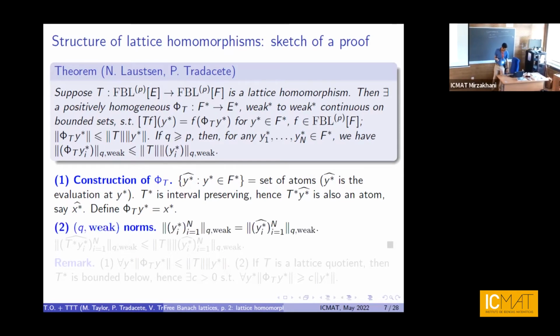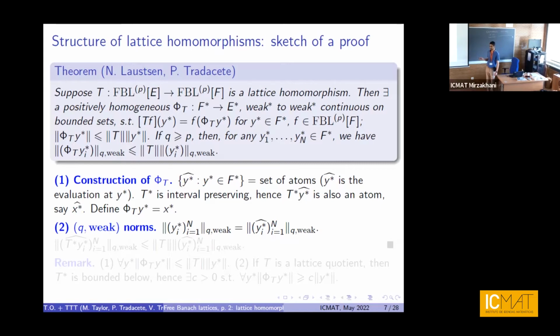Now next, what happens to the cubic norms? Here I also want to recall something that I said yesterday. So let's say you have an n-tuple in F star, then the cubic norm of this n-tuple is the same as the cubic norm of the corresponding evaluation functions.